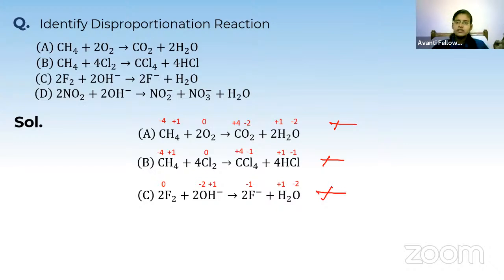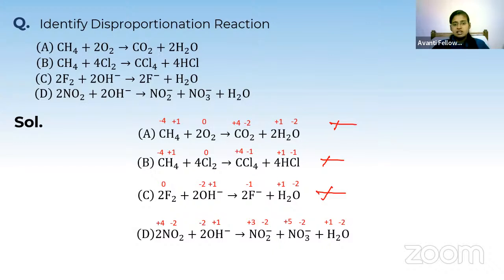Then why have you given me option C? You have said option C only, right? So option C is incorrect. Just now I said, fluorine containing compounds will not fall under this category. So the correct answer is option D.